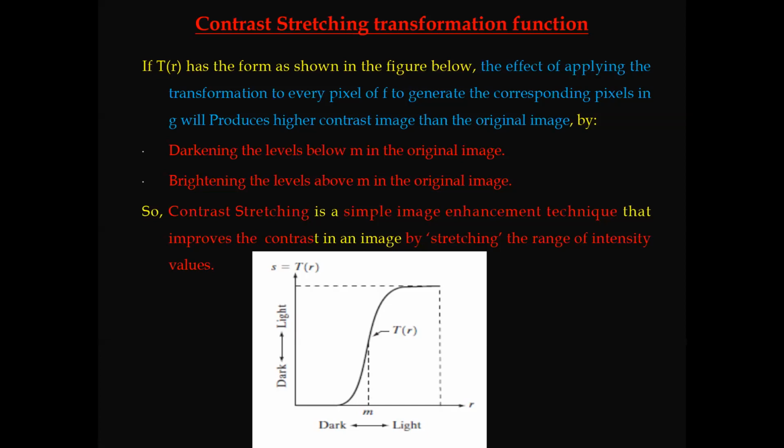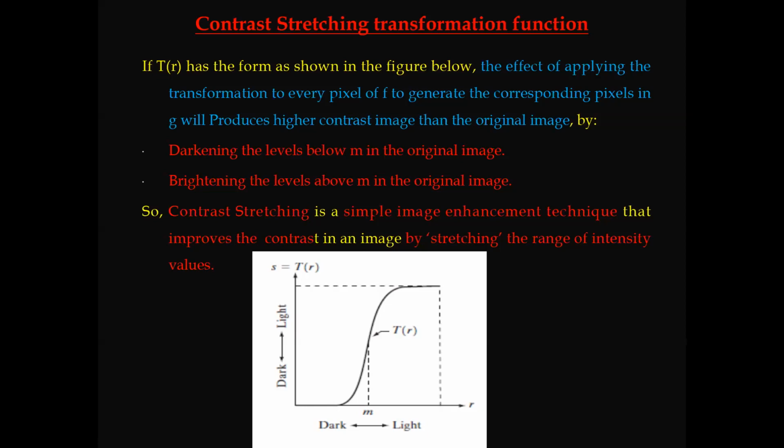You can see in this image on x-axis we have R value. R indicates our input image. Y-axis indicates S equal to T of R. Here that T is a transformation. That transformation is the contrast stretching transformation function. So on x-axis we have input intensity levels, on y-axis we have output intensity levels S. So how will the input intensity values on x-axis be transformed into output intensity levels? The first thing is to darken the levels below m.